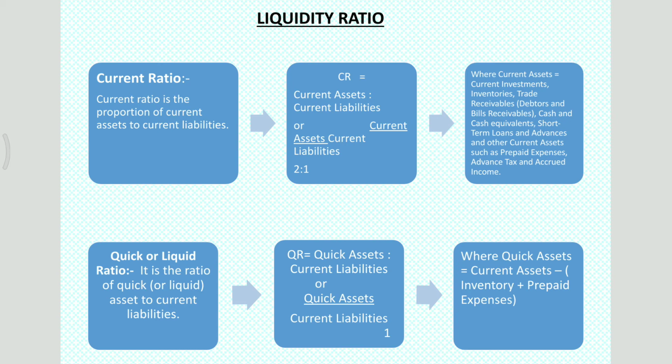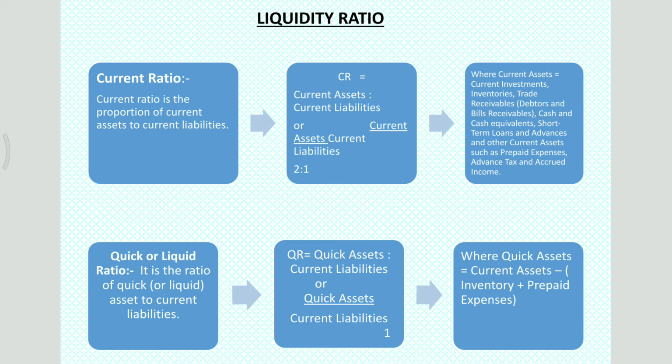As you have noticed, this ratio is taken as a better, ideal standard when it is 2:1. Now come to the next ratio, quick or liquid ratio. It is also called acid test ratio, and it is expressed as quick assets divided by current liabilities, and this is always good when it is 1:1.